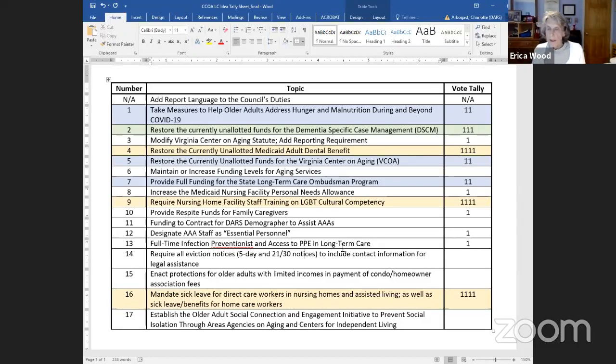So then we had several items that did not receive any votes. So it looks like there were 1, 2, 3, 4, 5 of those. So we've reduced ourselves to 12 issues, if I'm reading this right.